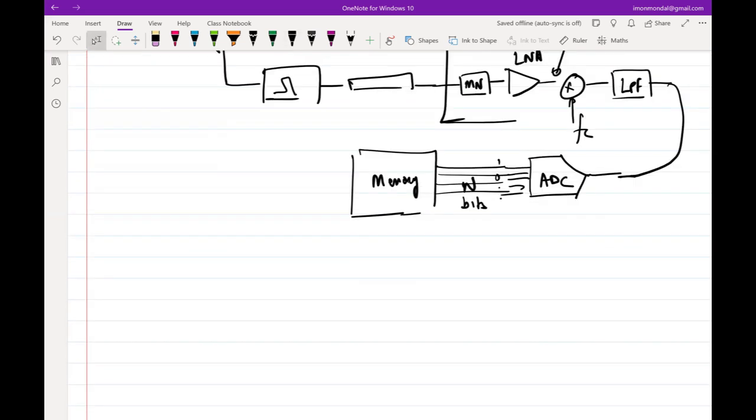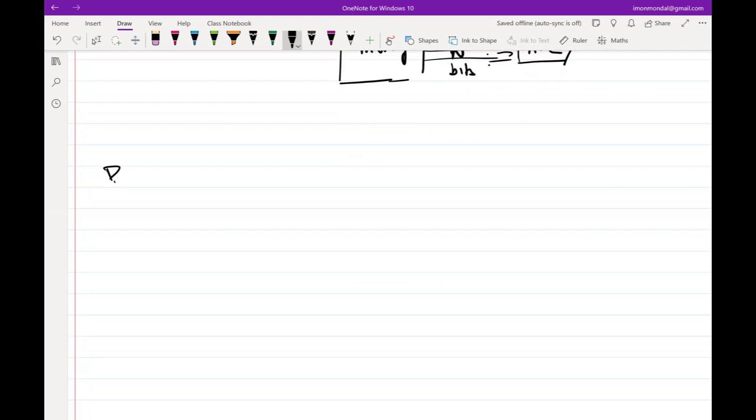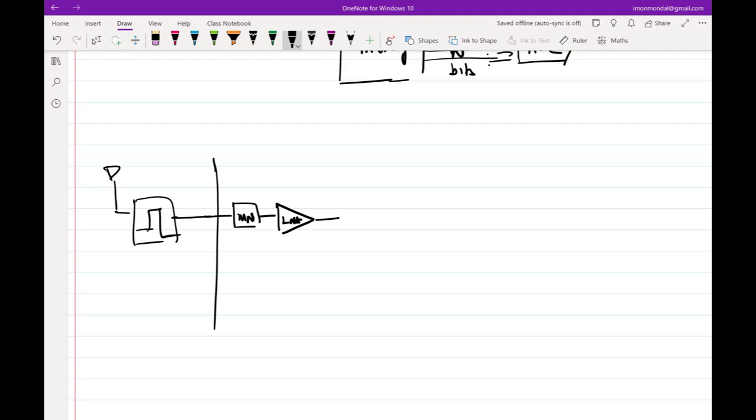So now what is the overall architecture of the entire transceiver, that is transmitter plus receiver? So you have this thing. You have a SAW filter. I'm not showing the transmission line anymore. Assume that it is there. Then you have a matching network. Then you have an LNA. Then you have a mixer. Then you have an LPF. Then you have an ADC. And then you have a memory.